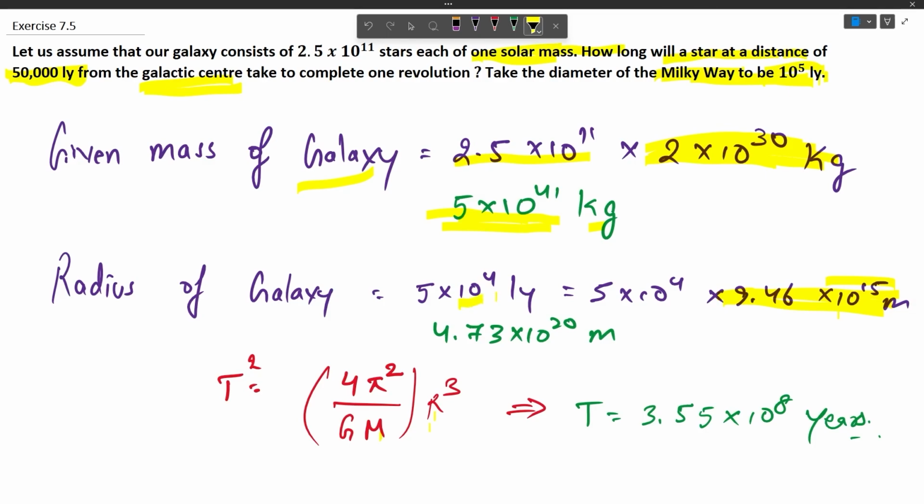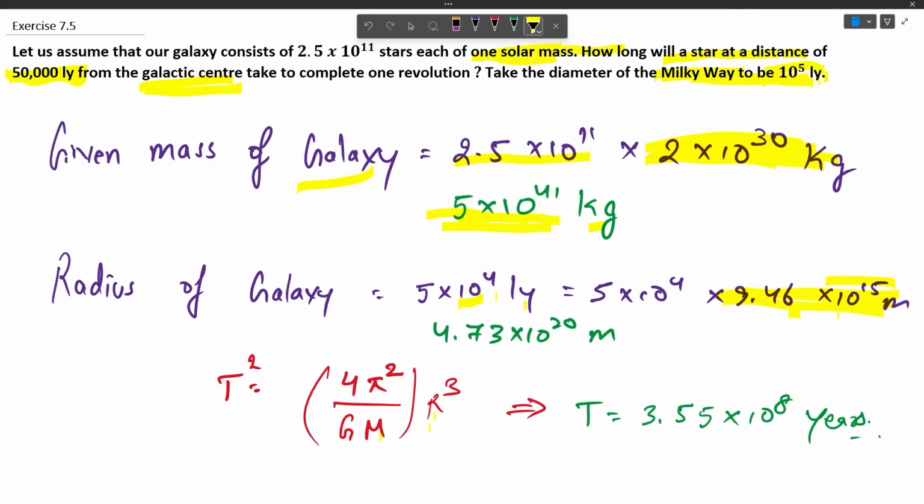5 into 10 to the power 4 light year, as the diameter is 10 into 10 to the power 5, so 10 into 10 to the power 4. So by dividing it by 2, we can get 5 into 10 to the power 4 light year, and 1 light year equals 9.46 into 10 to the power 15 meter. So it is 4.73 into 10 to the power 20 meter.